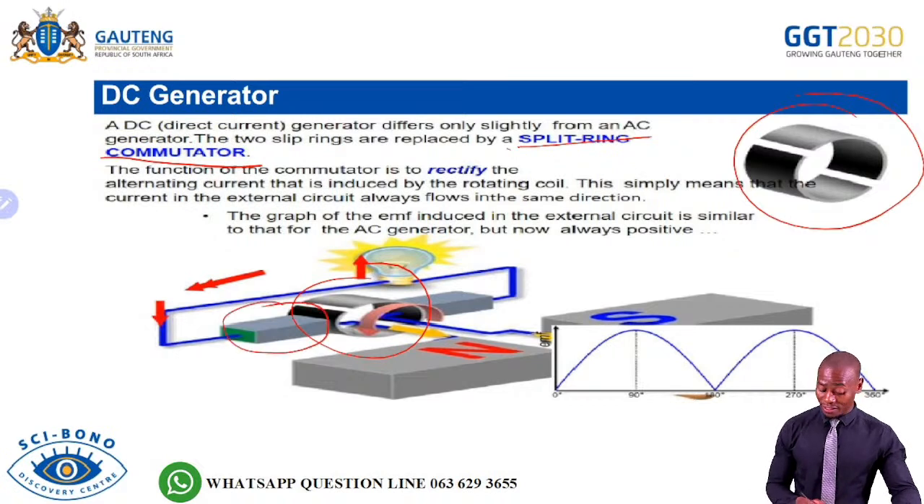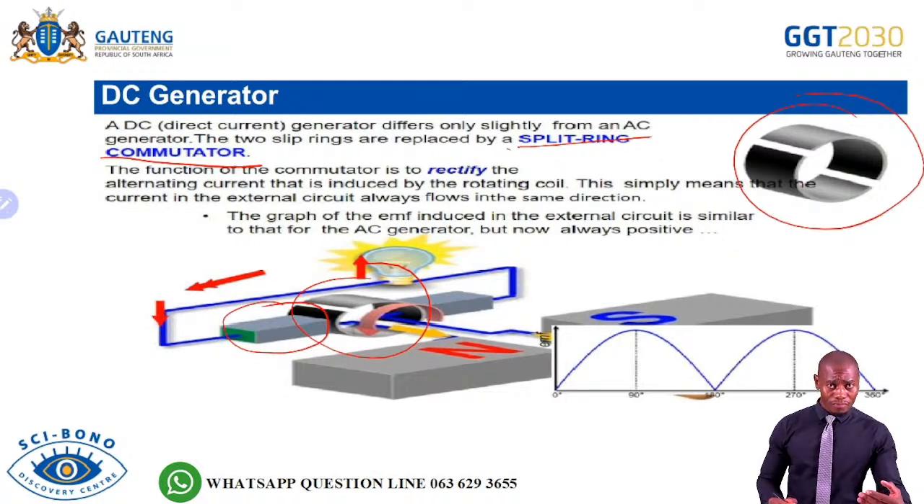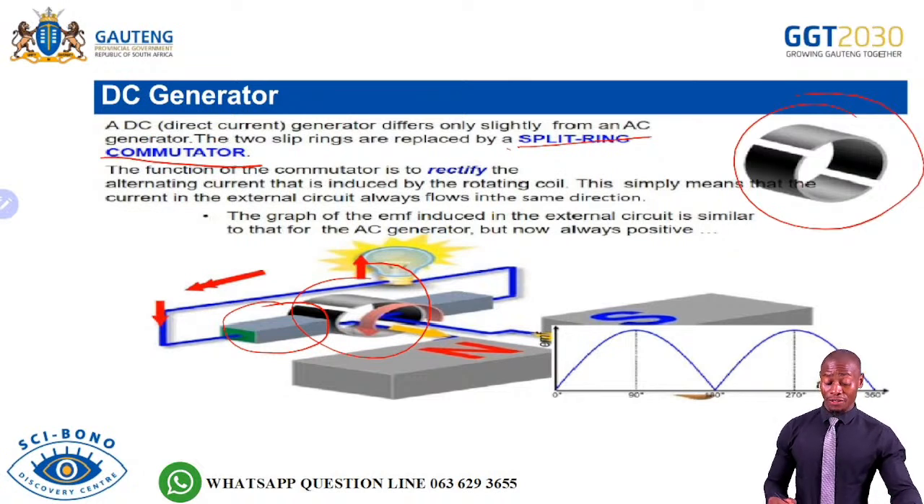Then the carbon brushes, same function as in an AC generator. They make contact with the split ring commutator to ensure that the current also reaches the external circuit. But please, let's not confuse the functions. The split ring commutator is to ensure that the current in the external circuit flows in one direction. But when it comes to an AC generator, the current alternates because of the slip rings.